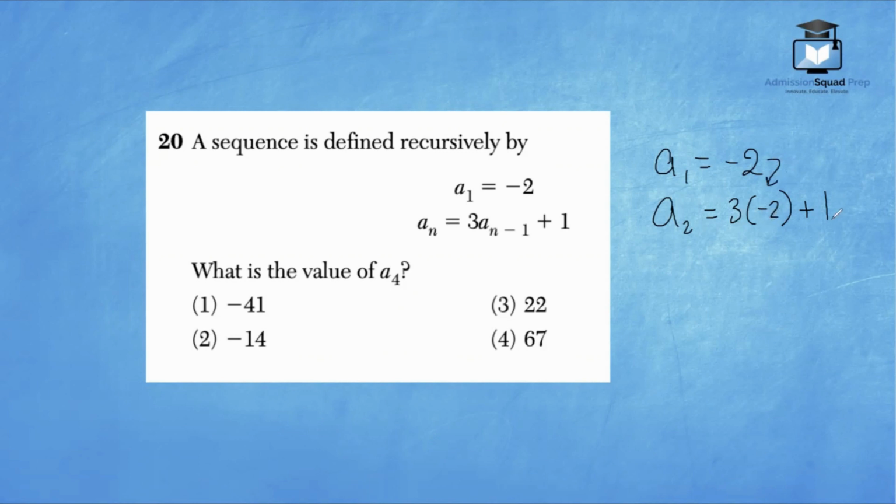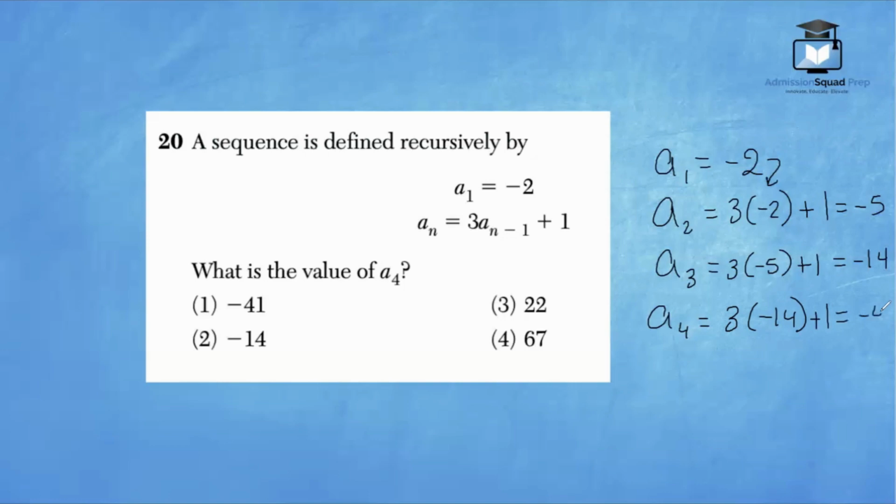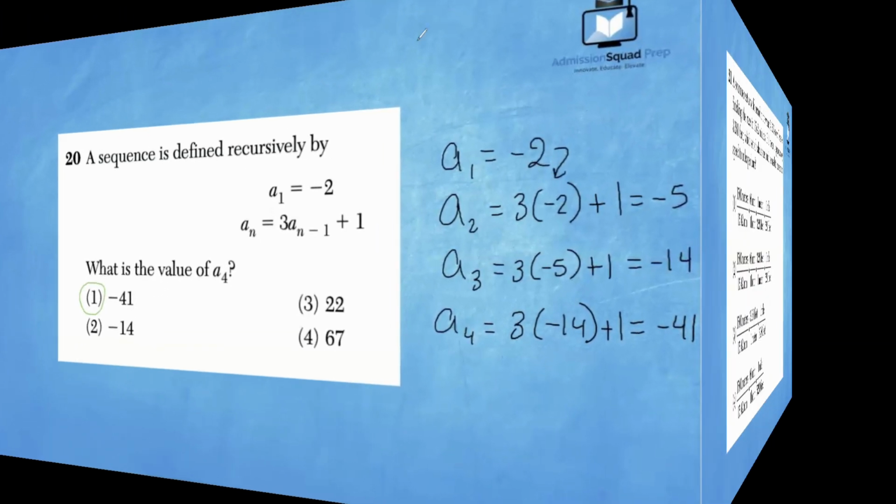3 times negative 2 plus 1, that gives us negative 5. A sub 3 equals 3 times negative 5 plus 1, which is negative 14. And finally, a sub 4 equals 3 times negative 14 plus 1 equals negative 41. So answer choice 1 is the correct answer.